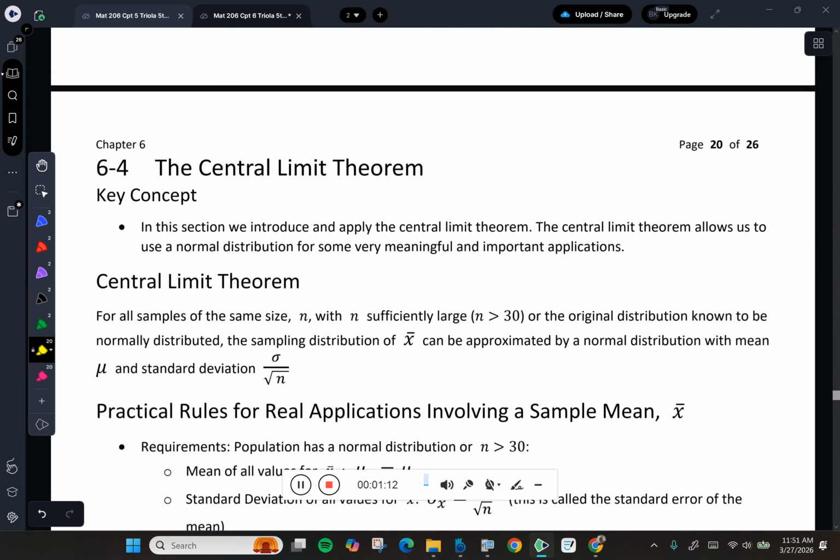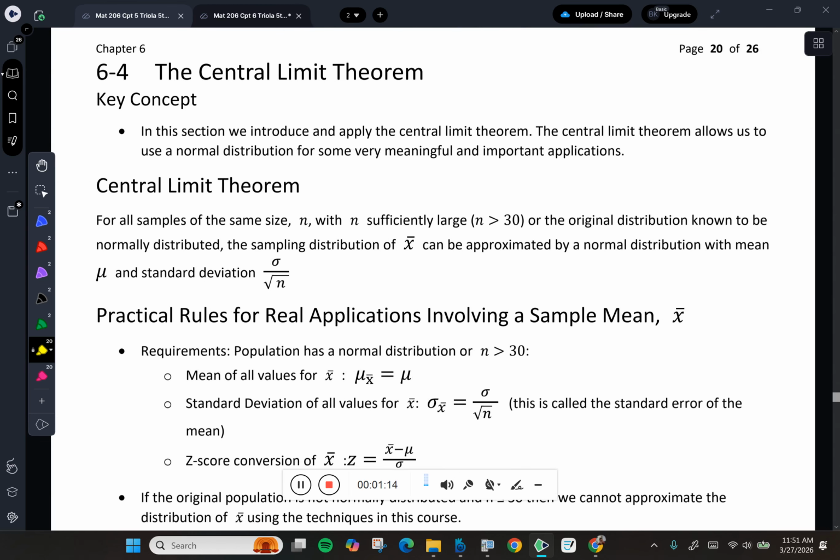Okay. All right, so having gotten that out of the way, the central limit theorem. That is the title of section 6.4. And what the central limit theorem does is allow us to use the normal distribution to make some very important and meaningful calculations and applications. The central limit theorem is the mathematical theorem that connects samples to populations.